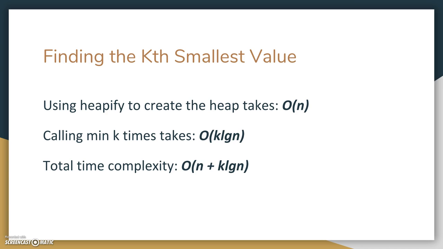When we find the kth smallest value, we build our binary heap using heapify, then call the minimum function k times. As we said, using heapify to create the heap takes big O of n time. Calling the minimum function k times takes big O of k times log of n time. So our total time complexity is big O of n plus k times log of n.